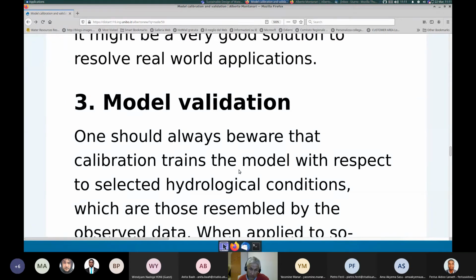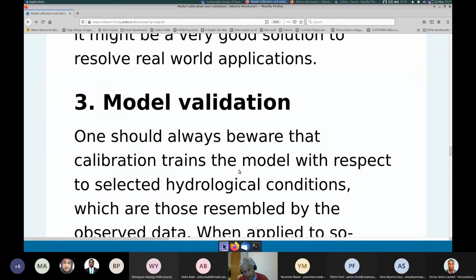Let me give you a very trivial example. Let's suppose that you have data only for the spring season. You perform a model calibration, which may be perfect, and the model gives you very good performances. But then you are not allowed to conclude that in the fall season, which is out of the calibration context, the model works well.